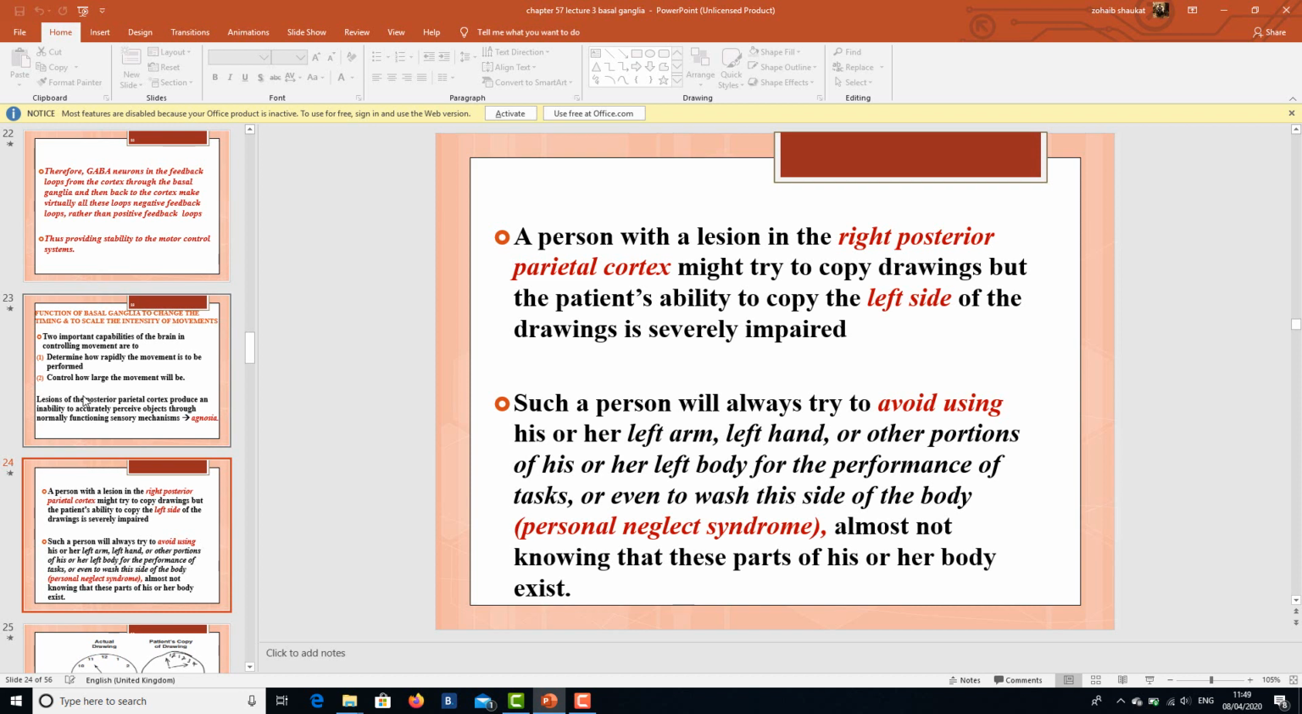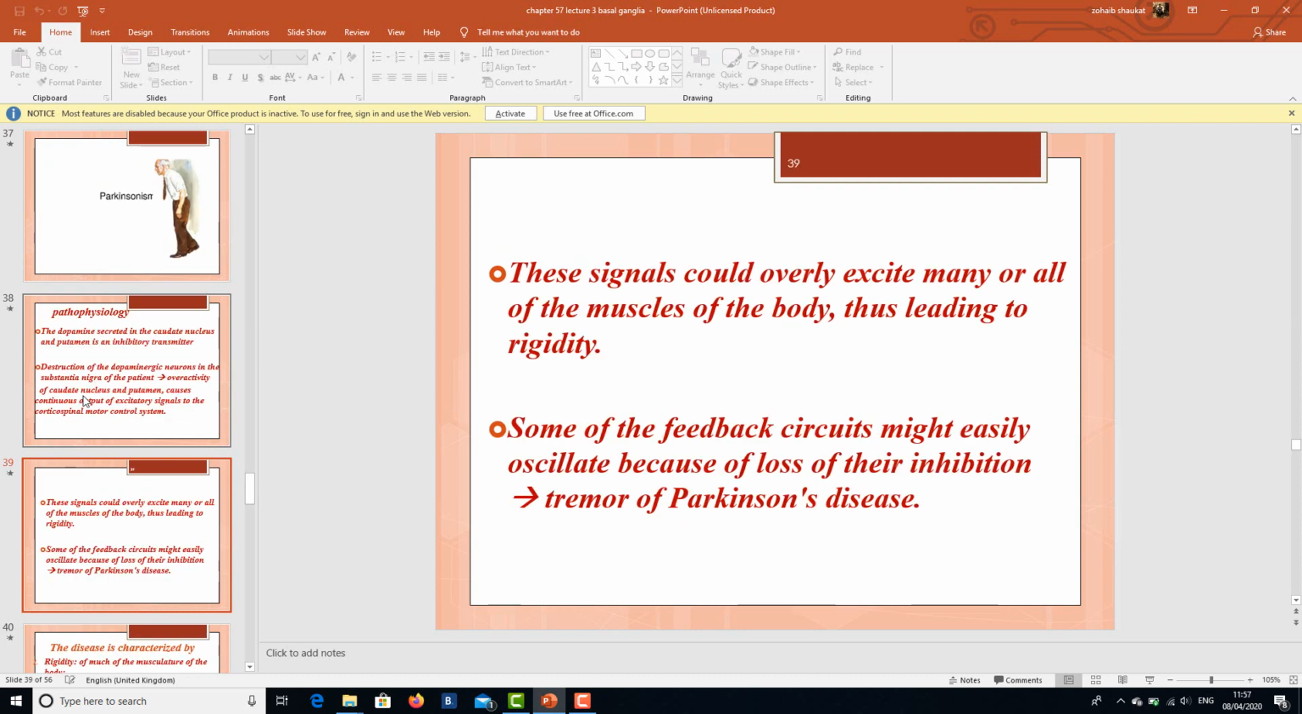If a person has a lesion on one of their inhibition, that is the tremor of Parkinsonism.